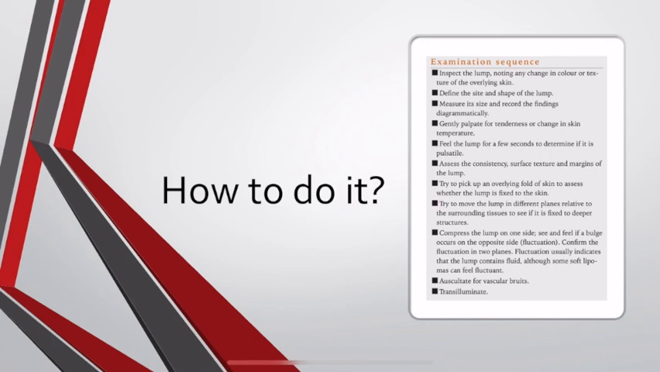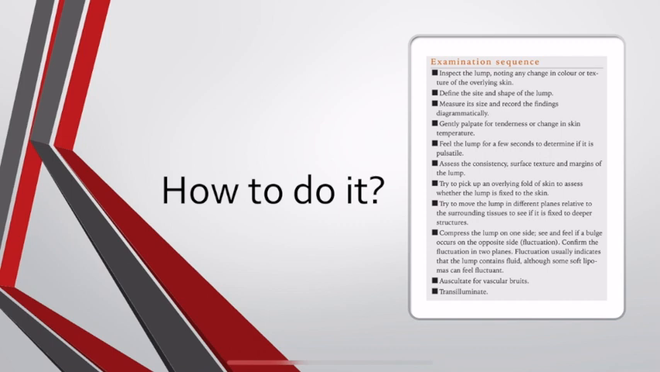So we try to pick up a fold of overlying skin to see whether the lump is fixed to the skin or not. We also try to move the lump in different planes, so we push it side to side and back and forth relative to the surrounding tissues to see if it's fixed to deeper structures or not. We try to compress it on one side and see if there's a bulge that occurs on the opposite side. We call this fluctuation, which a fluid consistency would do. And we would confirm whether or not the fluctuation is in two planes or not.